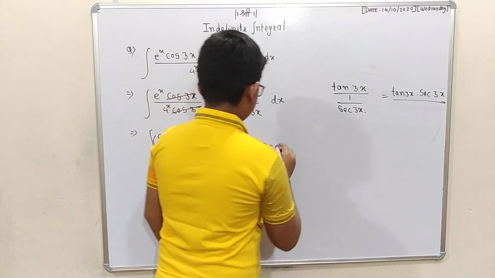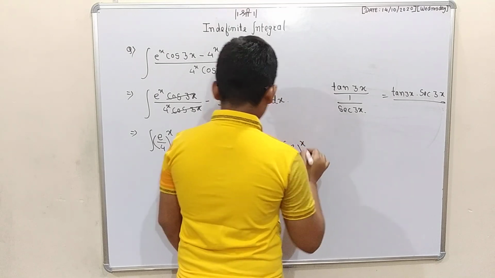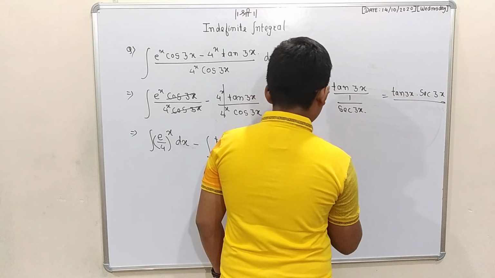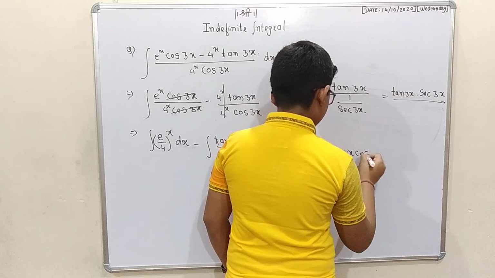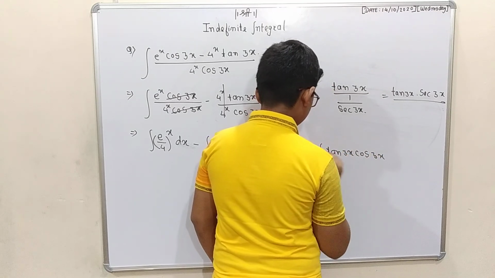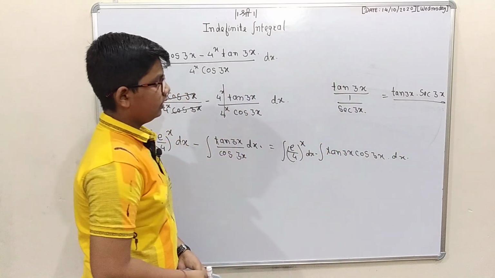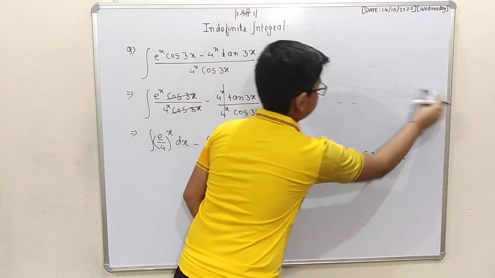So it can be written as integral (e by 4) whole to the power x minus integral tan 3x sec 3x dx. Then we get it like this. Now we will further solve it.